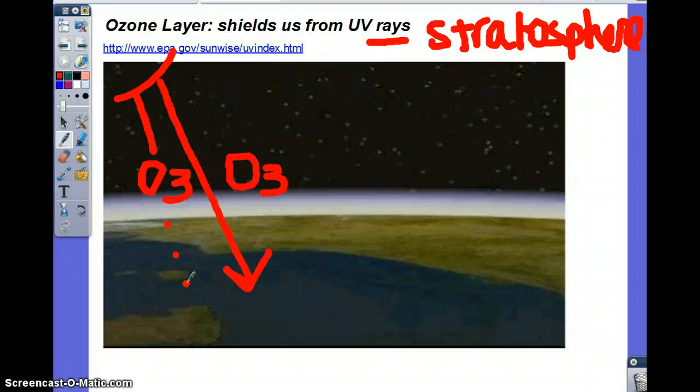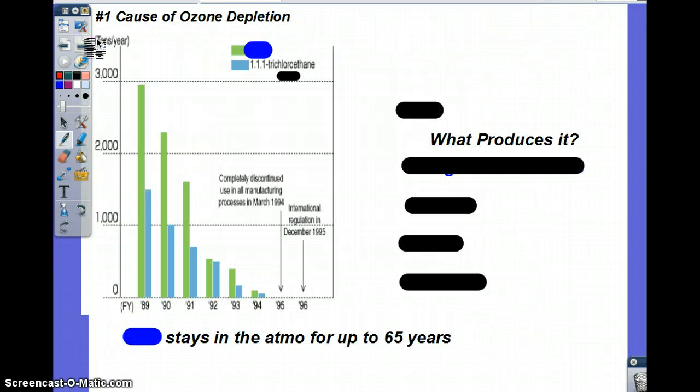There's more damage to plants and single-celled organisms than there is to humans, but there are direct effects to humans, such as cataracts and skin cancers. Our skin is our first layer of protection, and without that, we're going to see more problems.